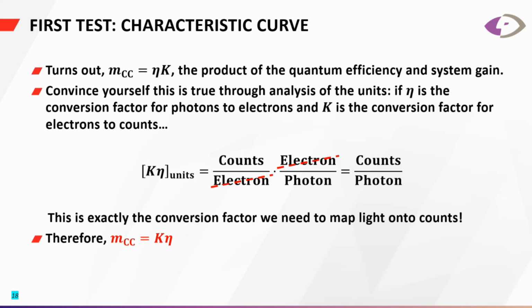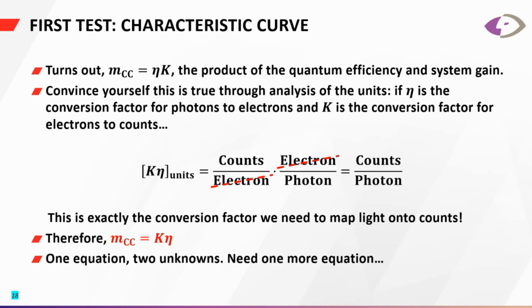So we still have two unknowns and one equation. Therefore, we need one more equation to be able to figure out what these unknowns are. And I'm back to Matt now to continue on.